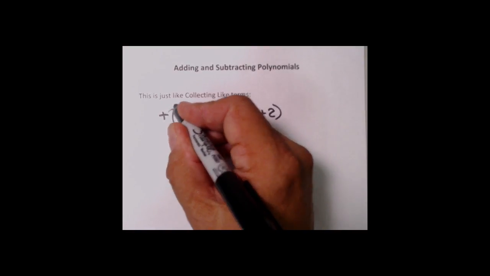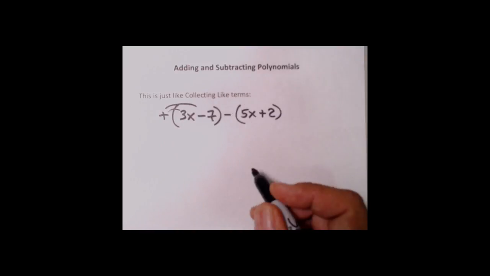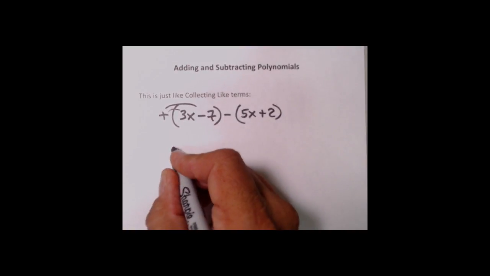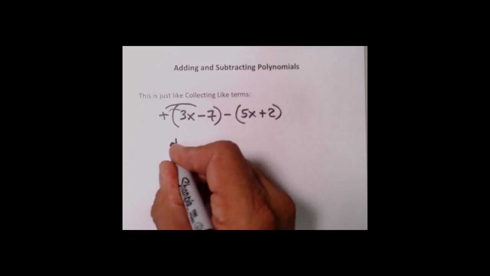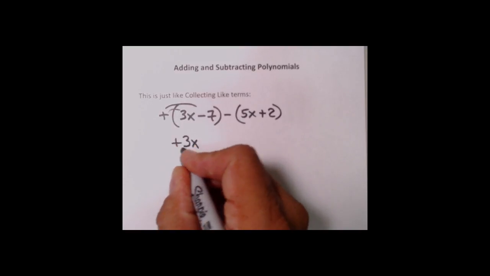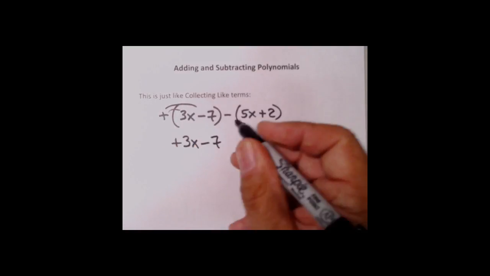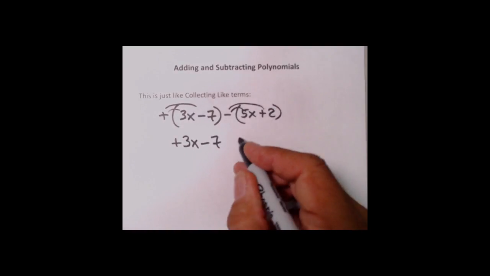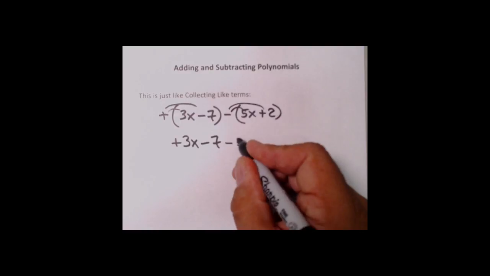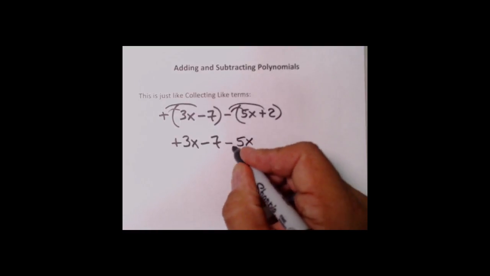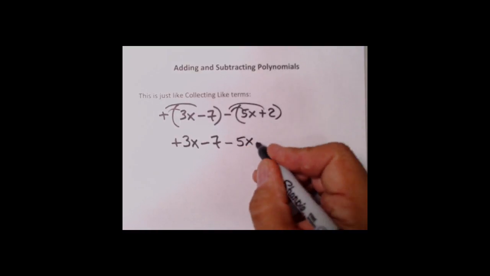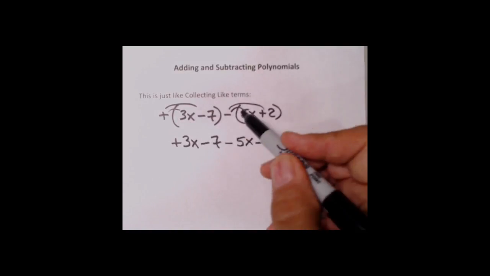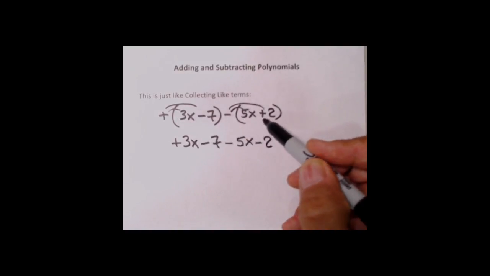So once again, we distribute the plus in. Plus doesn't cause any changes to occur, so we end up with plus 3x. I'll put a plus in front to rub that in, minus 7. But distributing the minus in changes the signs on everybody. So we got minus 5x, plus 5x became minus 5x, plus 2 becomes minus 2. Remember that you have to distribute the signs into everybody inside.